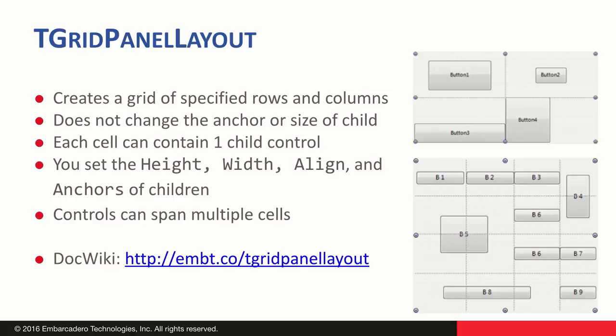So this reminds me of the HTML tables that you would make, where you would specify the table and you'd say this is how big the table is, and you'd make a cell, and you can make a cell span multiple columns or multiple rows. So that's the same sort of thing you see here. So you still set the height and width and alignment and anchors of each of the children, and then the grid panel just controls how they're laid out within the cells that you put them in.